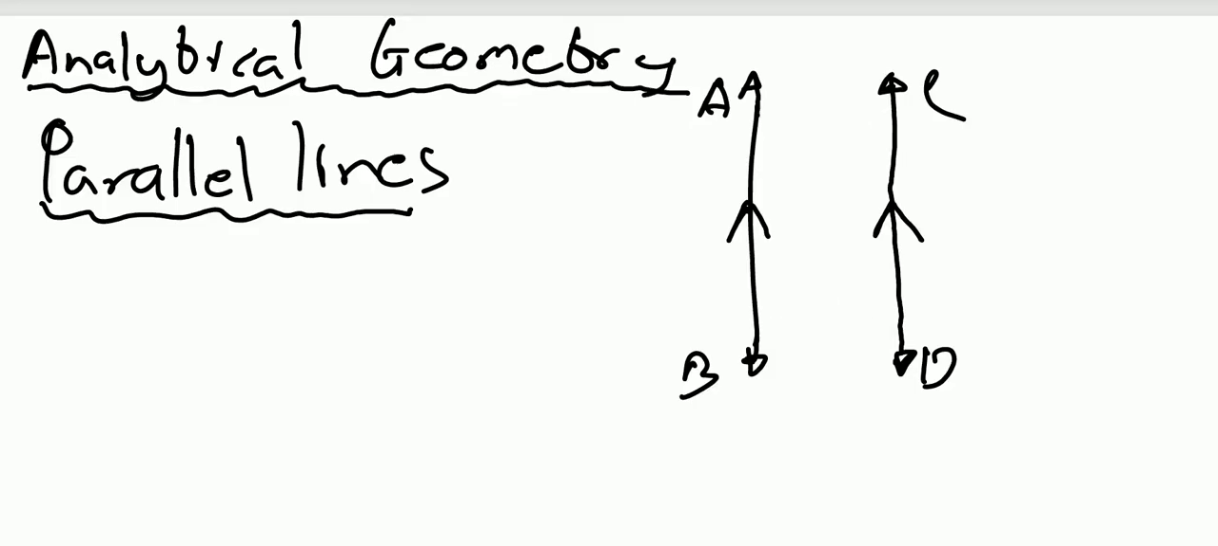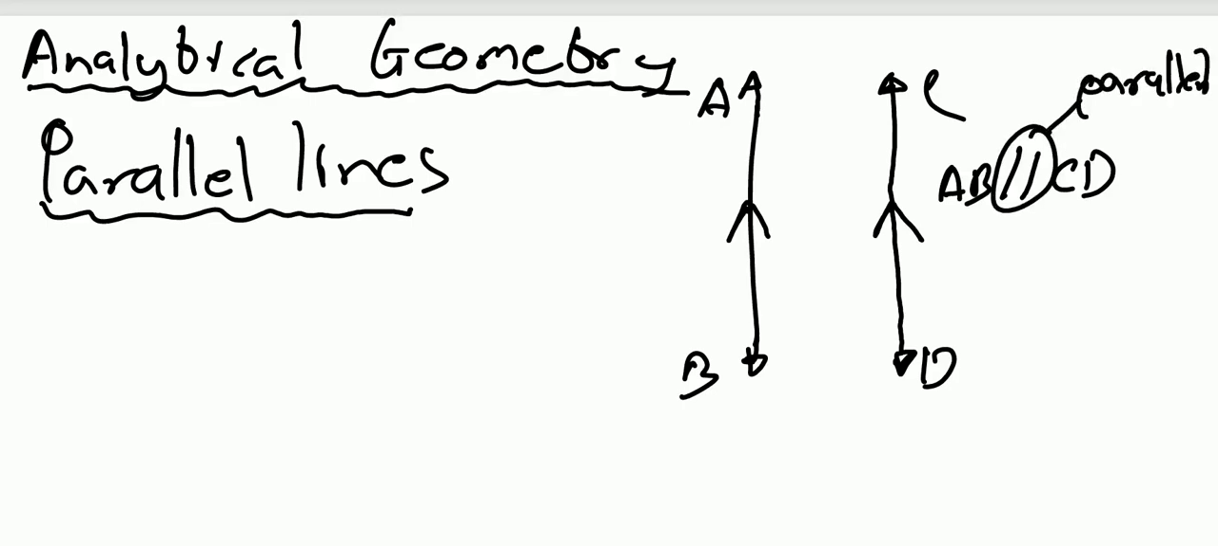That is what parallel lines mean. From this, we can conclude that AB is parallel to CD. This is the sign of showing that we have parallel lines. Okay, now let's talk about perpendicular lines.